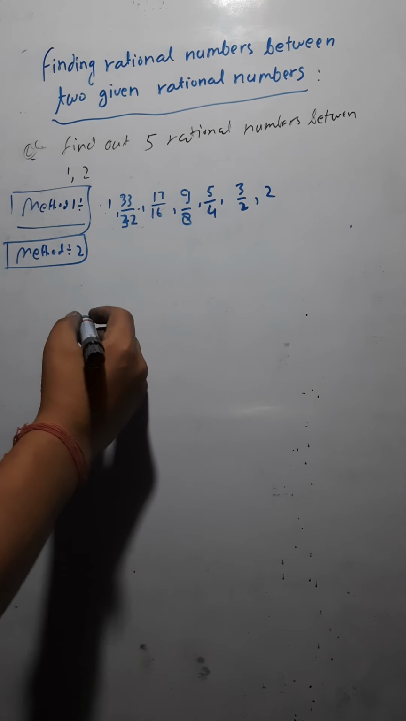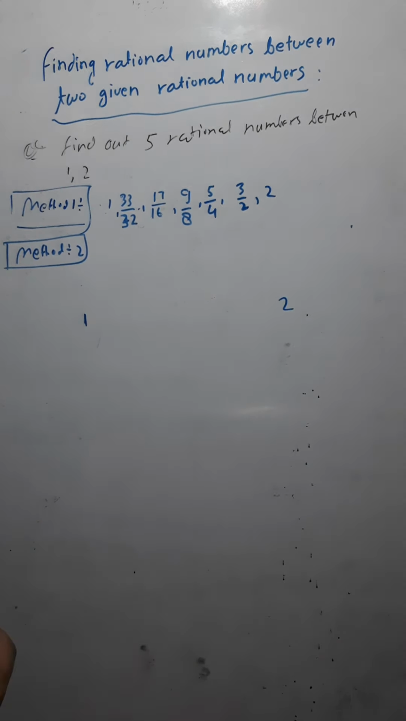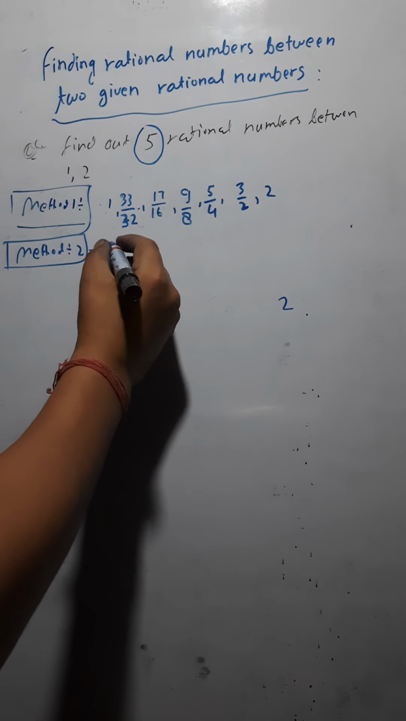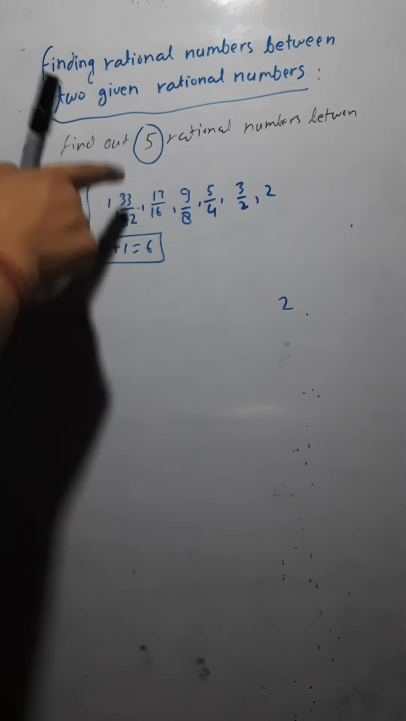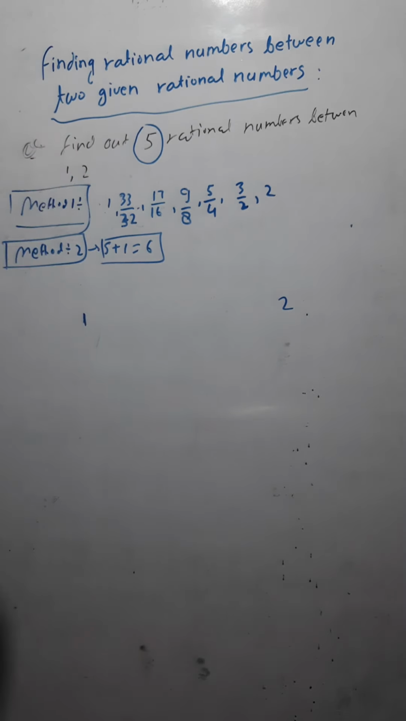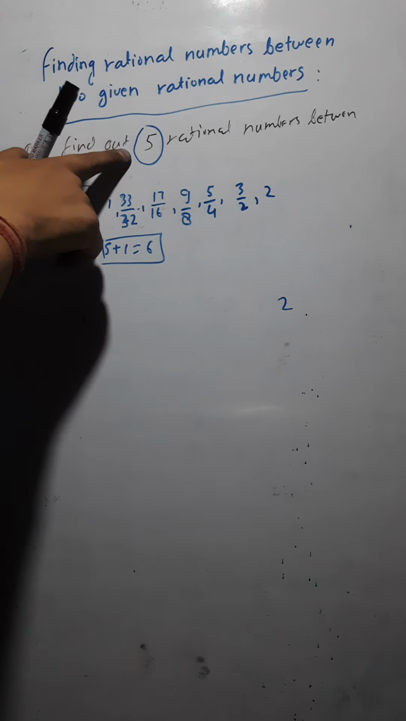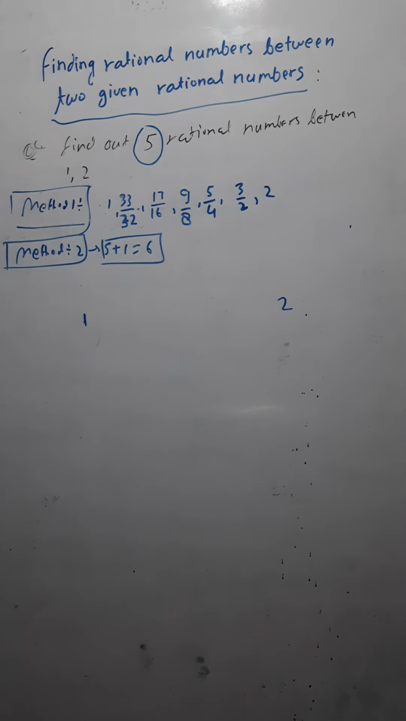Okay, let's say you have the first rational number 1 and you have the second rational number, that is 2. You are going to find out 5 rational numbers between these two. If you are to find out 5 rational numbers, you are doing it like this. 5 plus 1 is how much? 6. Just remember this. If you are going to find out 6 rational numbers, then you are to write here 6 plus 1 is equal to 7. But right now we have to find out 5 rational numbers. I would be writing here 5 plus 1 is equal to 6.